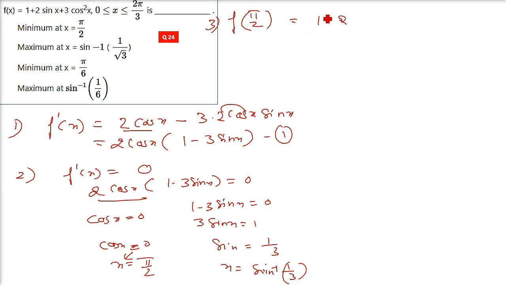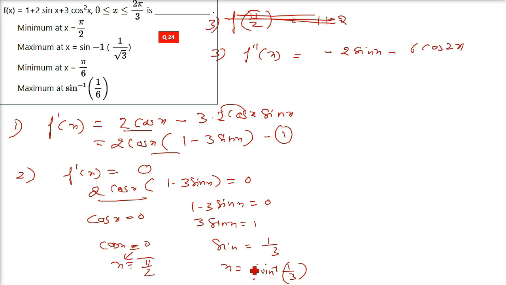So we don't have to find the value of the function at x equals pi by 2 or x equals sin inverse 1 by 3. We just have to double differentiate, put x equals pi by 2 and x equals sin inverse 1 by 3, and see whether we are getting minimum or maximum. But do remember that x is in between 0 and 2 pi by 3.